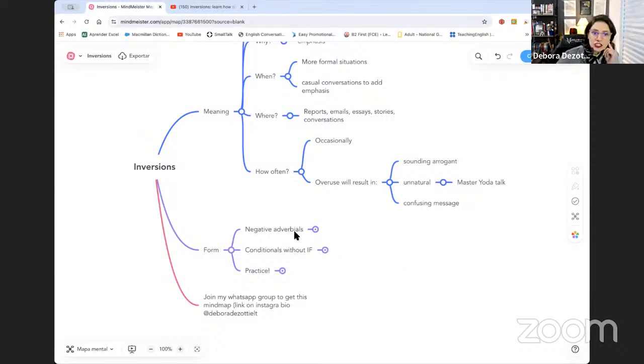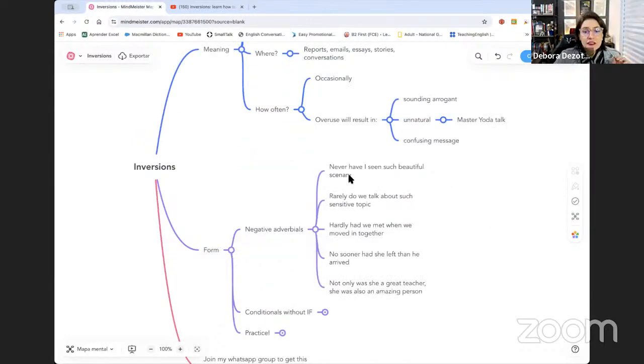So we use inversions very often with negative adverbials. And what are negative adverbials? Never, rarely, hardly, no sooner than, and not only. So let's have a look at these examples here. Instead of saying, I have never seen such a beautiful scenery, you can invert to add emphasis and say, never have I seen such beautiful scenery. Is it something you're going to say?